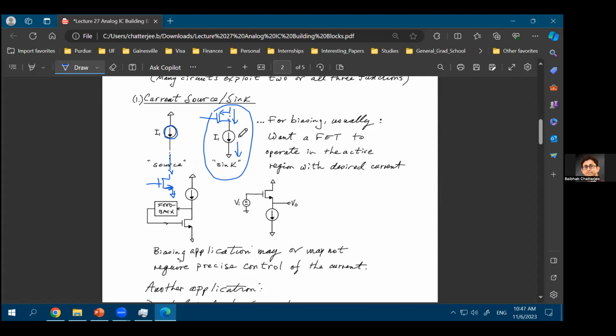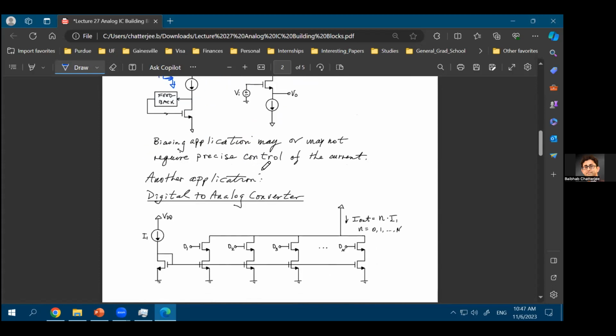So this could also be a very interesting topology. You will see more examples, so this will become much clearer. But for now, let's just assume that there could be two different topologies possible. One of them would be called a source, the other one would be called a sink, whenever you're designing these current mirrors. So what is the potential application?